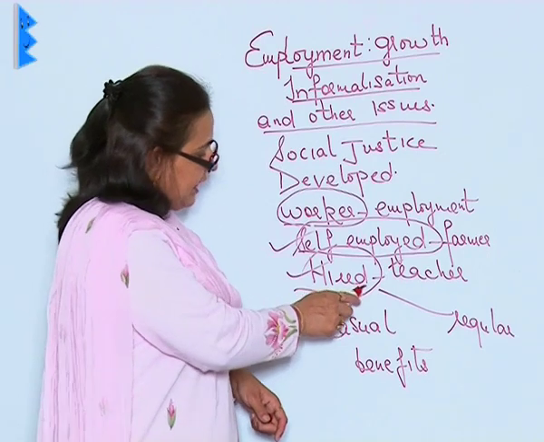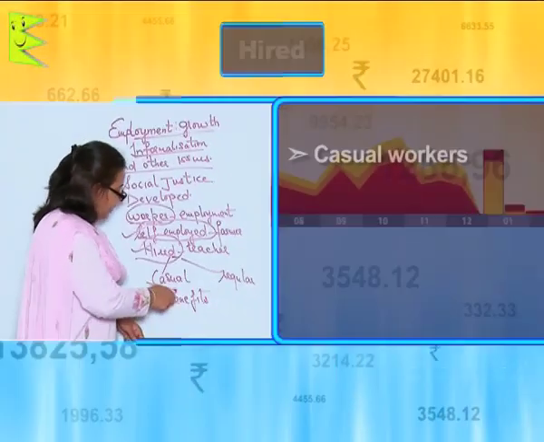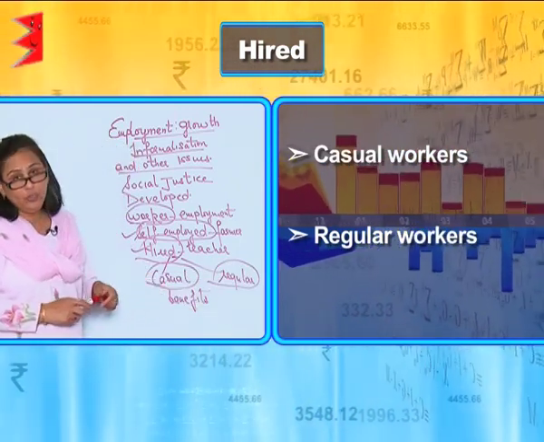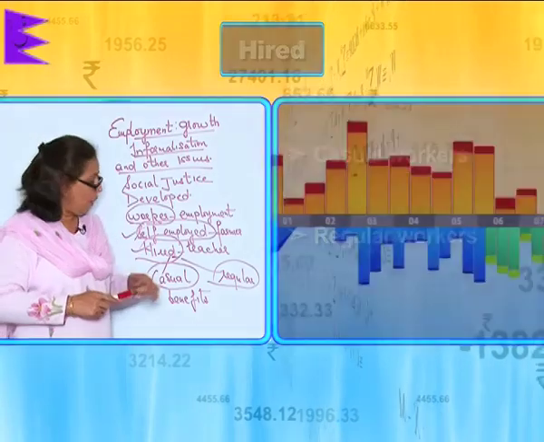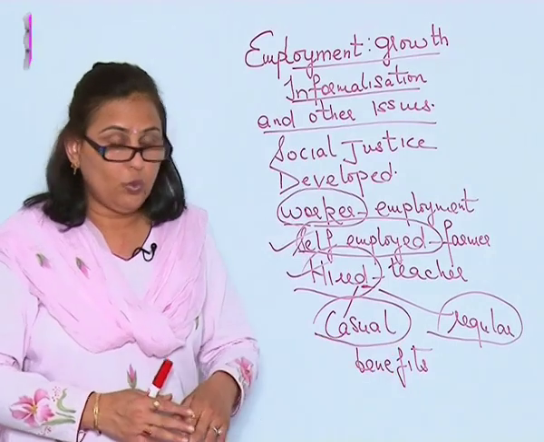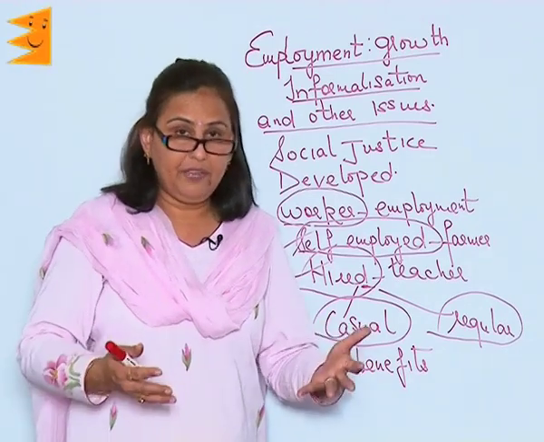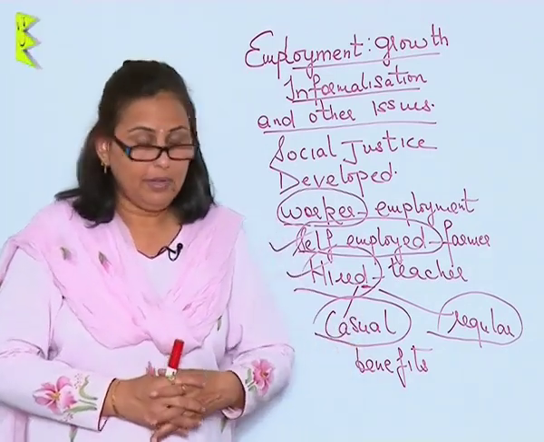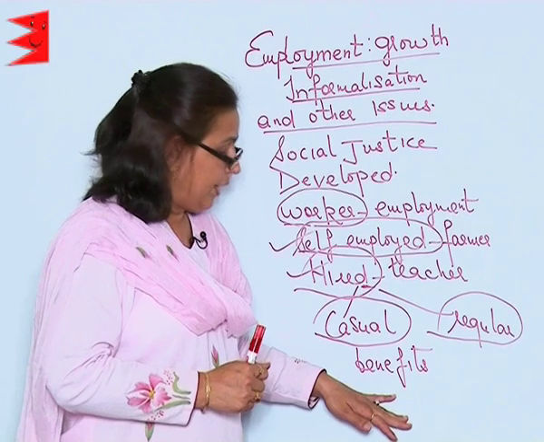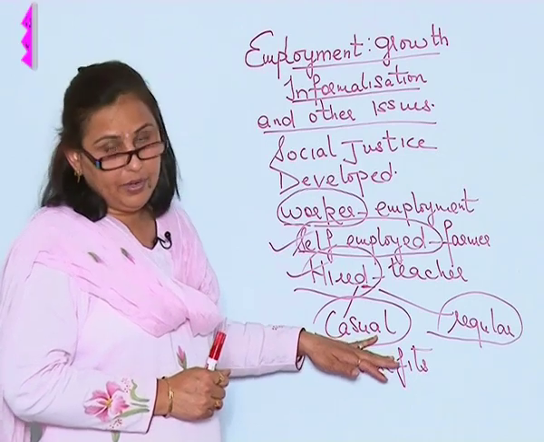Now, when we talk of the second category, that is the hired ones, they are again subdivided into two, the casual and the regular workers. The casual workers are those who are employed just for some time. They are the ones who do not get any kind of benefits, whether monetary or otherwise. For example, they are not entitled to Provident Fund, they are not entitled to any other schemes which we have, and they do not even get regular holidays.